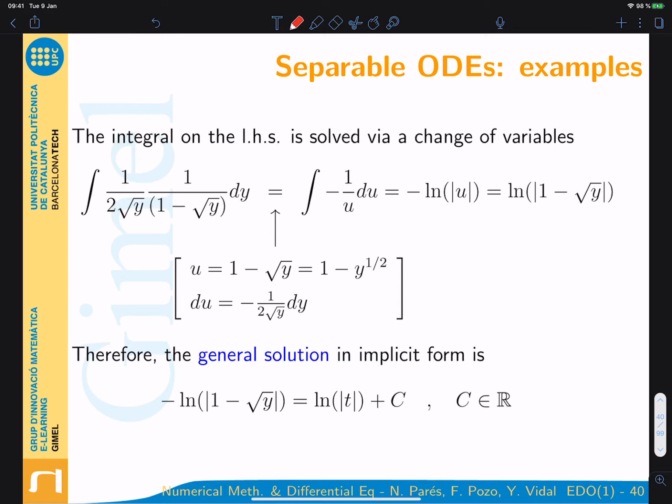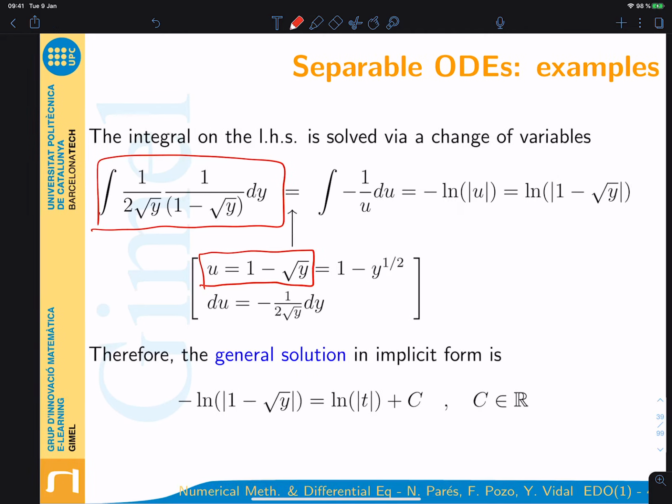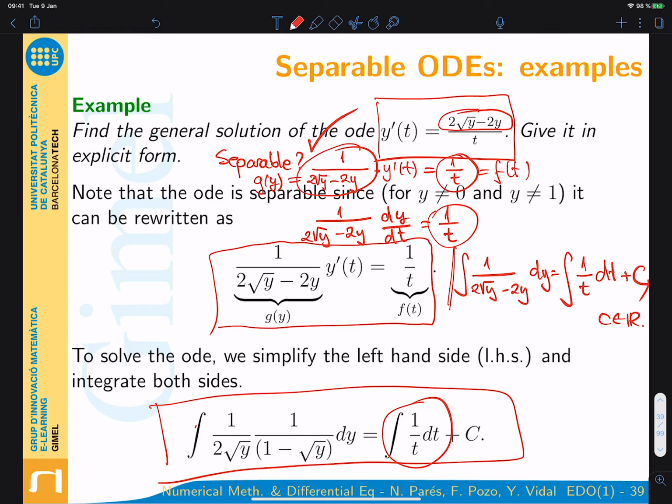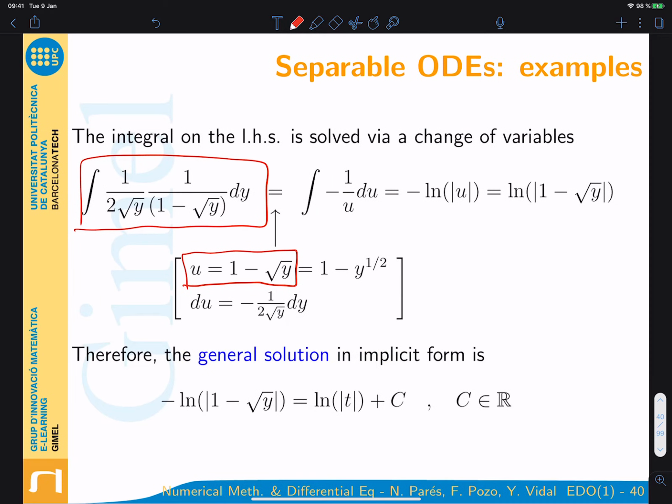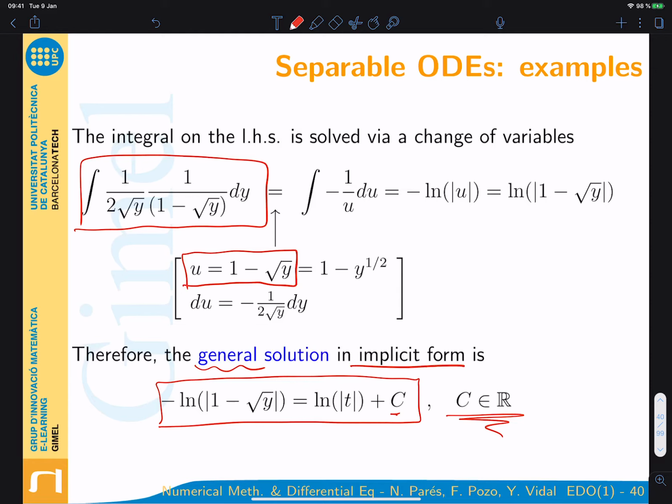For example, the first integral that appears, which is this one, can be solved using a change of variables, as shown here. This is a very good change of variables in order to solve this differential equation. And then the general solution is very easy to be found. Let me go back. The other integral is very easy. It's just the natural logarithm of t, okay? So that's why we arrive to the general solution that depends on c. In implicit form, that looks like this, okay?